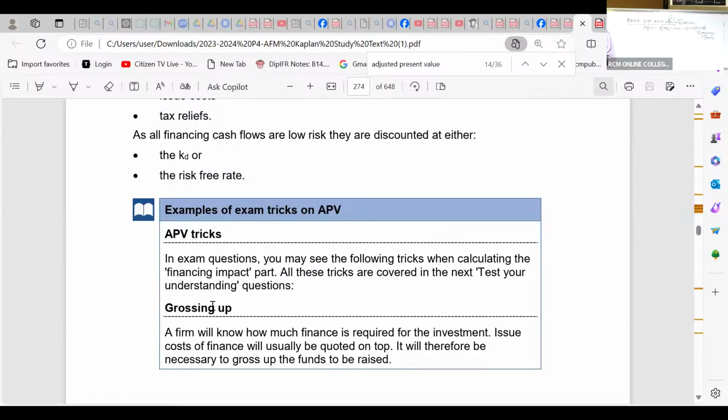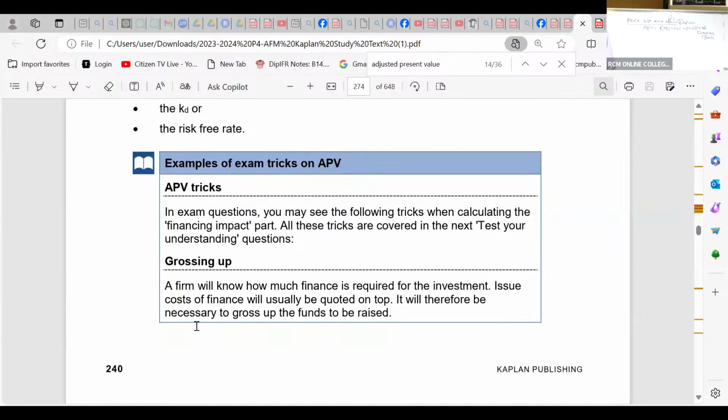The first trick is how to gross up, grossing up. So in this case here, we are looking at grossing up. We are told here, a firm will know how much finance is required for the investment. How much finance is required for the investment?